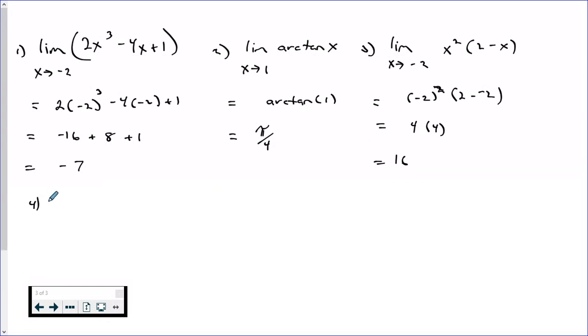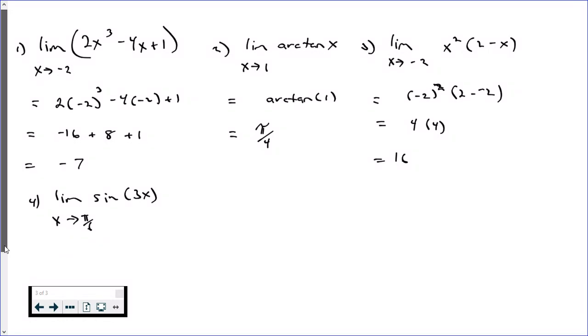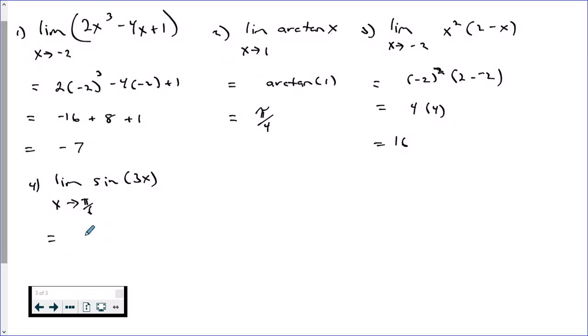Let's do a couple more. Let's do number 4 here. Let's do the limit of the sine of 3x as x goes to pi over 6. Again, first thing you try to do is directly substitute. So I'm going to go ahead and chuck in pi over 6 where I see an x. Notice as soon as I substitute it in, I stop writing limit. And now, all right, what do I get? 3 times pi over 6, that's going to be pi over 2.